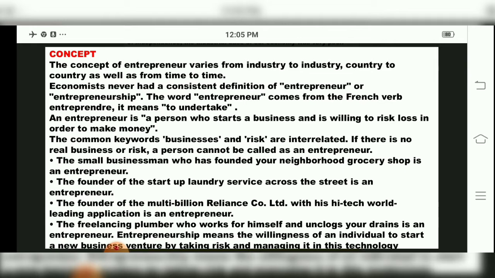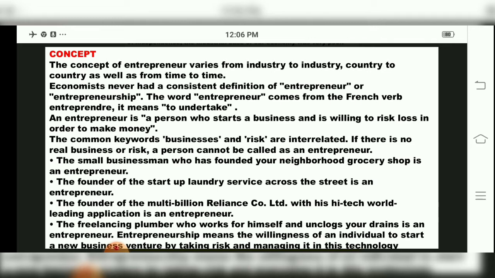We finish with introduction, we finish with history. Now see the concept of what is entrepreneurship. They have told that the concept of entrepreneur varies from industry to industry, country to country, from time to time. Every industry or country will have a different concept regarding entrepreneurs. Economists never had a consistent definition regarding entrepreneur or entrepreneurship. Keep in mind, this would be asked for fill in the blanks: the word entrepreneur comes from the French verb entreprendre.